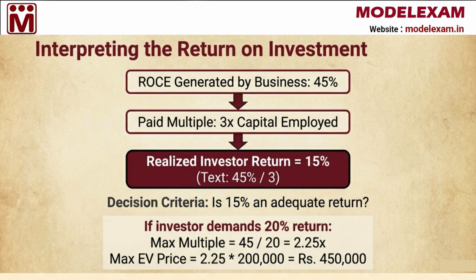The business generates a return on capital employed of 45%. However, because you are paying 3 times the value of the capital employed, your actual return is lower. We calculate this by taking 45% and dividing it by 3, which equals 15%. This is your realized investor return. You then have to ask yourself, is 15% adequate? If you demanded a minimum return of 20%, you would not buy this. You would only pay a maximum multiple of 2.25 times to achieve your goal.